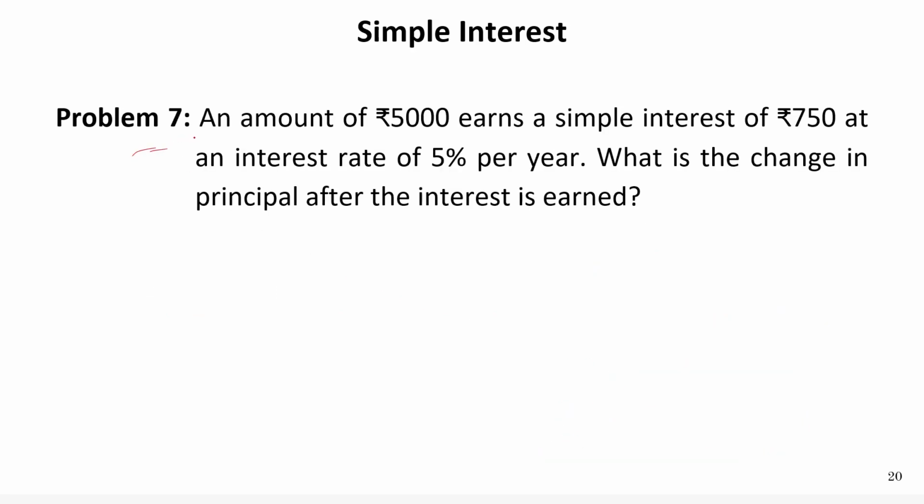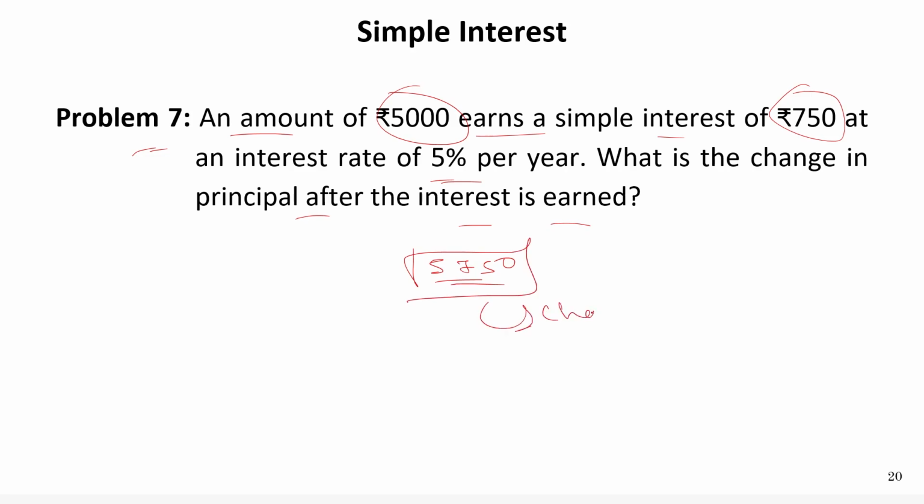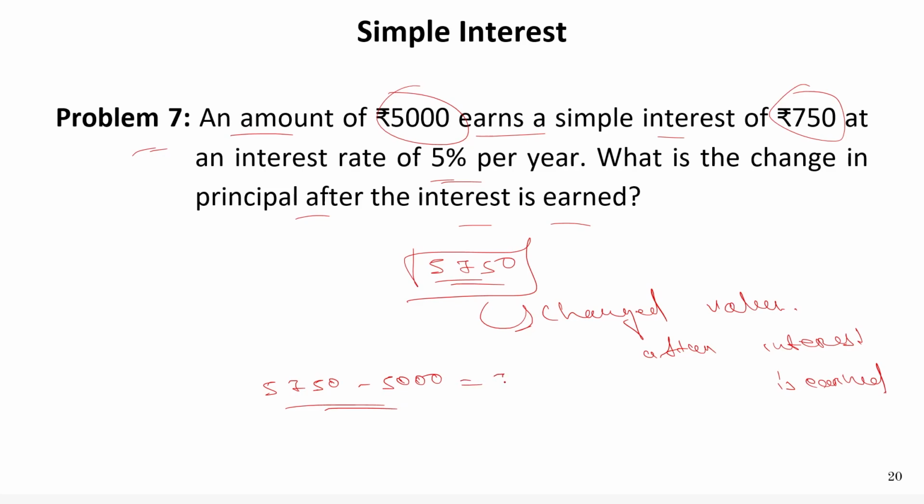So let's see problem number 7. An amount of 5,000 earns a simple interest of 750 at an interest rate of 5% per year. So what is the change in principal after the interest is earned? So 5,750 will be the changed value after interest is earned. Okay. 5750 minus 5,000, okay, this is equal to 750.